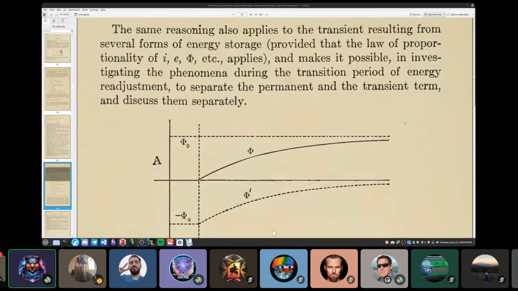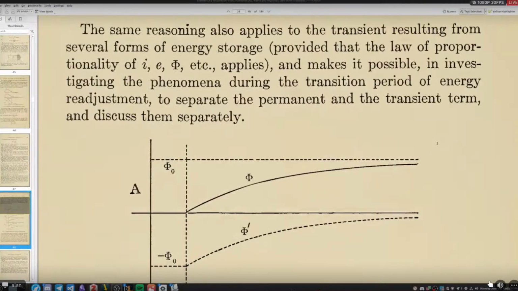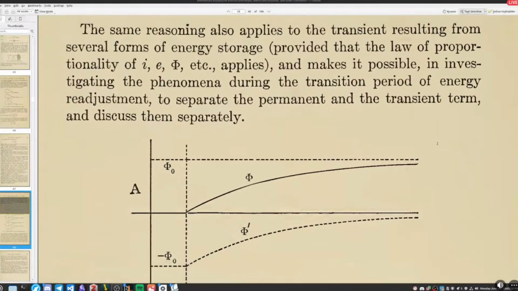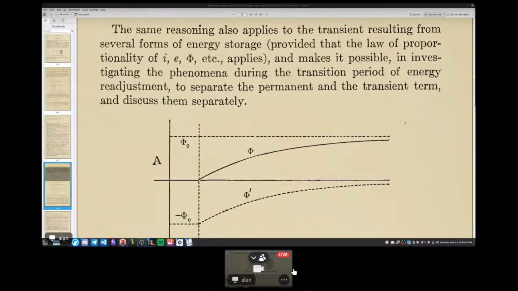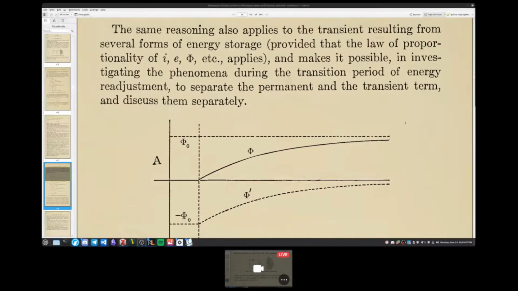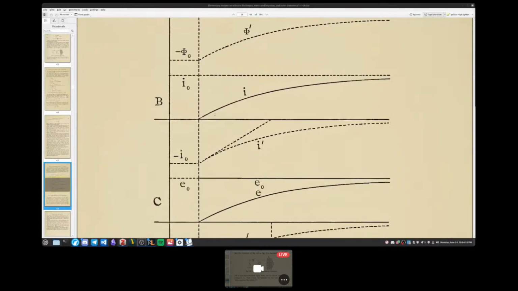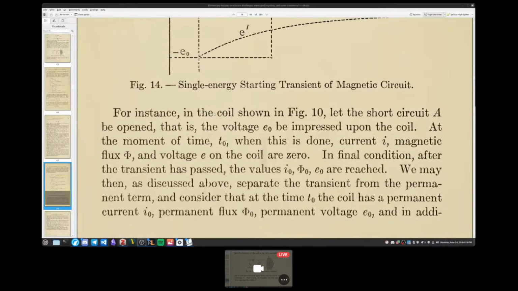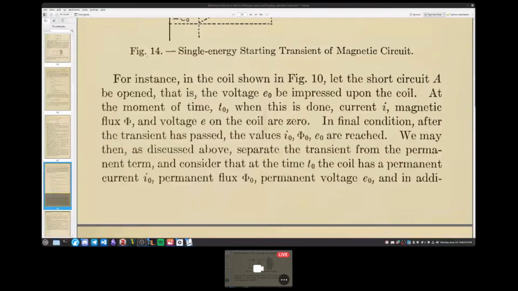So the same reasoning also applies to the transient resulting from several forms of energy storage, provided that the law of proportionality of I, E, and phi, etc., applies and makes it possible for investigating the phenomenon during the transition period of energy readjustments to separate the permanent and the transient term and discuss them separately, given by this graph here that we're going to slide by, shown in figure 14.